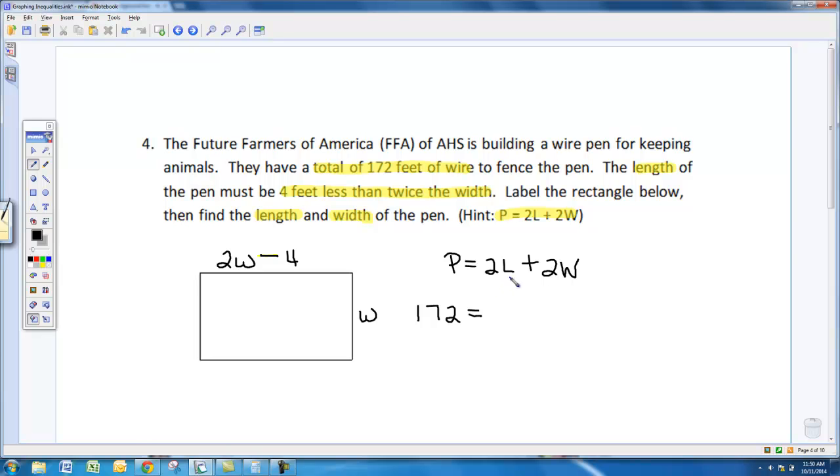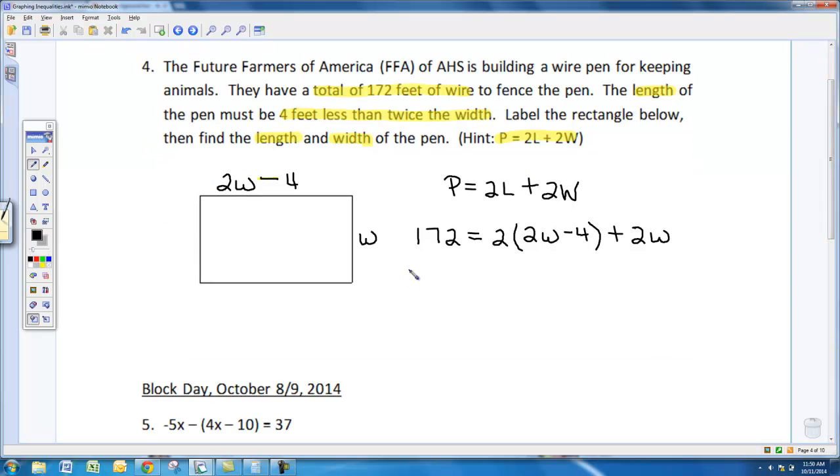Now we're just going to substitute what we know for L in the problem. We know that the length is 2W minus 4, so we substitute that into the problem. And our width is just W, so plus 2W. Now we have an equation set up, and we can simplify and then solve.